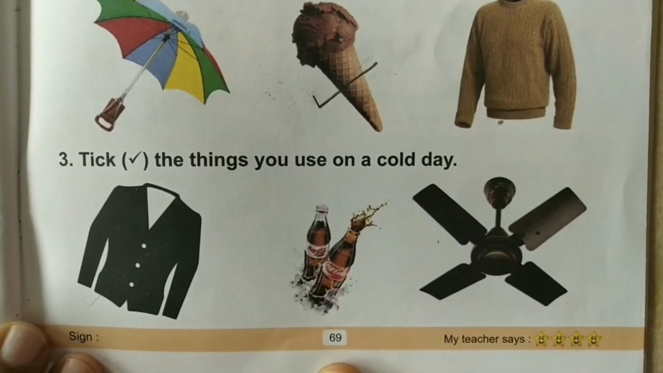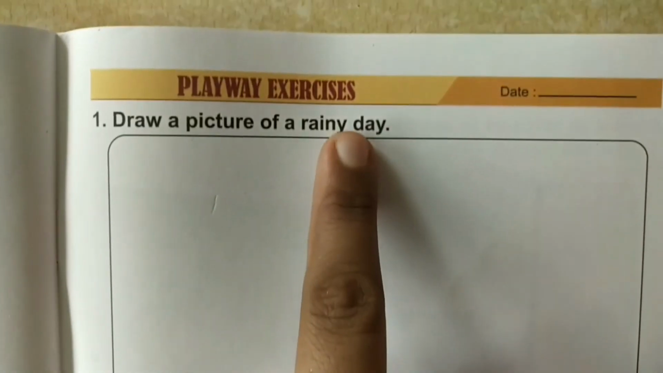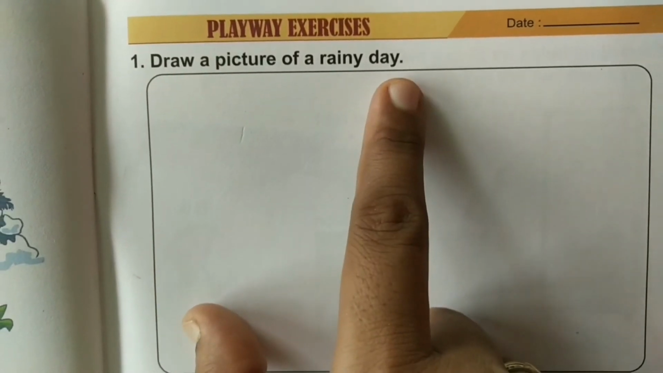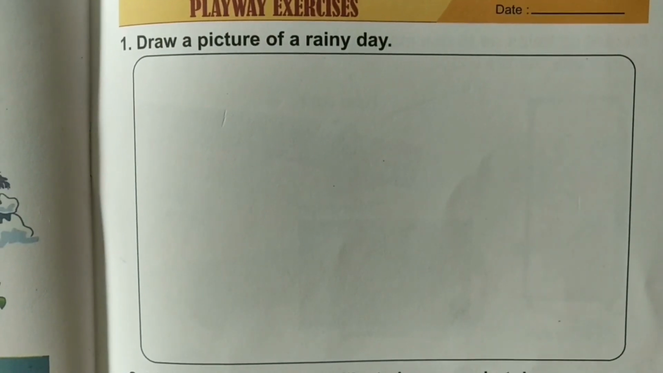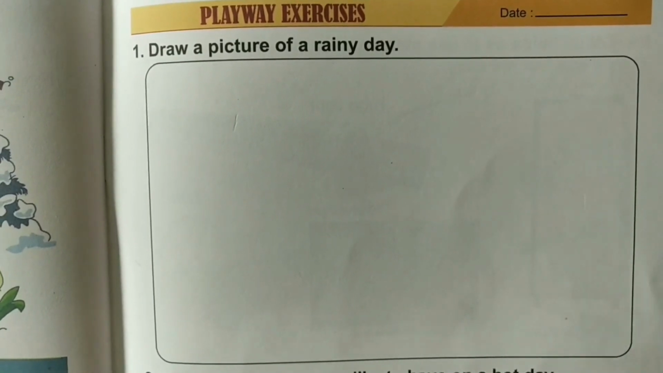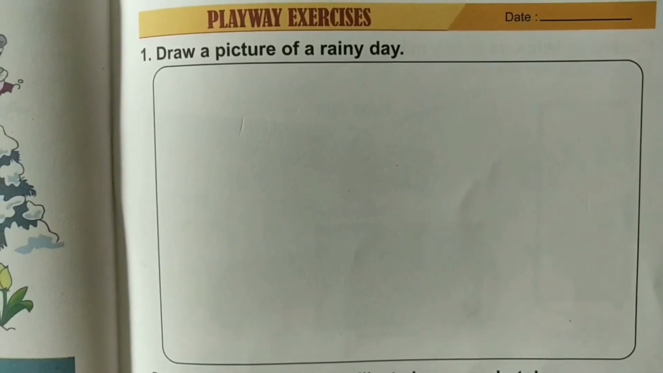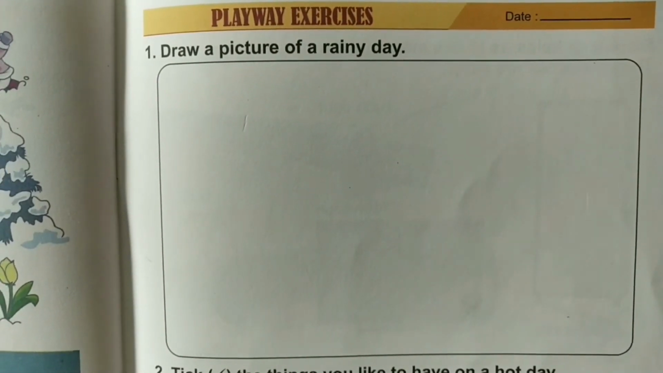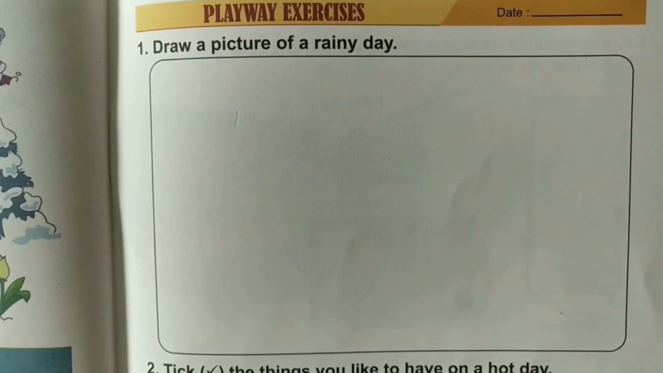Now, on page number 69, playway exercises are given. The first exercise is draw a picture of a rainy day. Children, now you know how to draw clouds, rain, umbrella, a boy and girl in puddles, and mushroom, frog, etc. So you can draw a picture of a rainy day on your own.